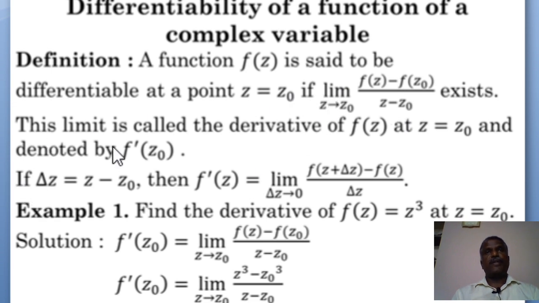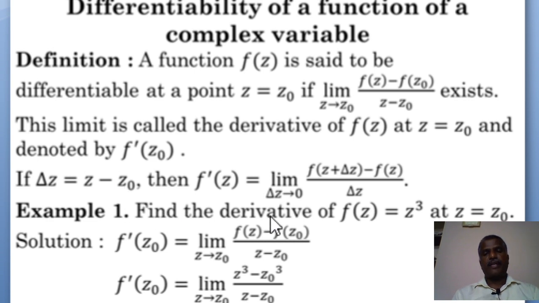Here we can define this derivative using delta z, delta x, delta y. If delta z = z minus z naught, then f dash of z is the limit, as delta z tends to 0, of (f(z plus delta z) minus f(z)) divided by delta z. This is also the derivative of f(z) with respect to z, f dash of z. Let us see some examples on differentiability.